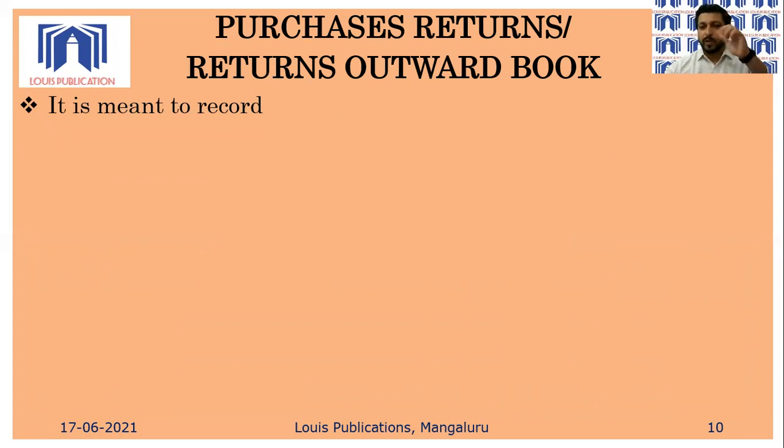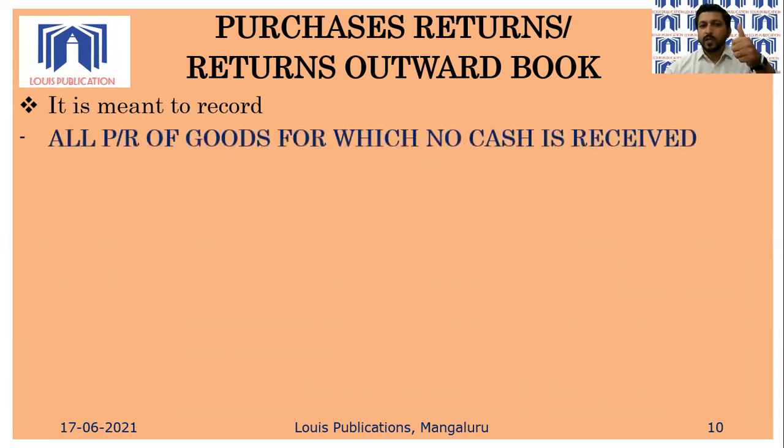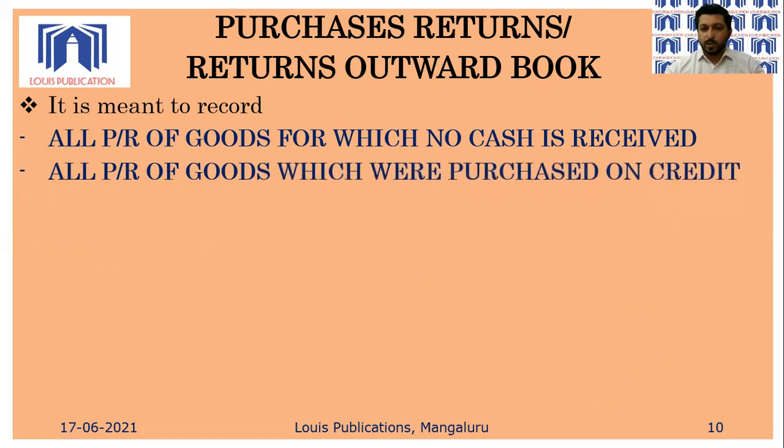Three very important points. One, purchase returns of goods for which no cash is received. See, we find some defect, we find some damage, some goods which are not delivered as per our specification. So we can return the goods back to our supplier, but we don't receive cash for that. Such transactions are recorded in purchases returns book.